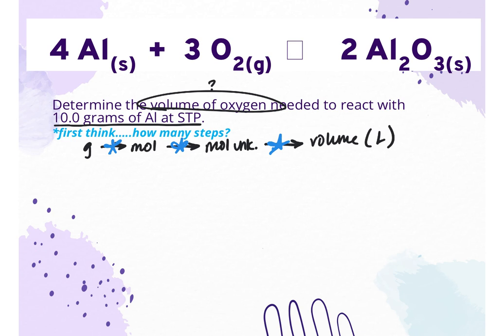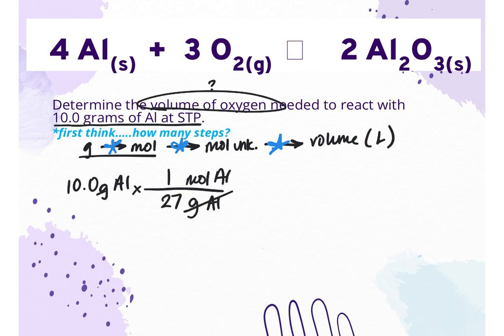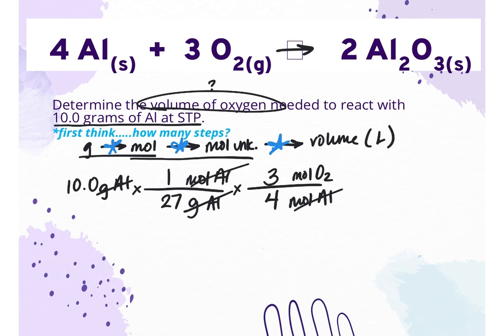Just like we saw grams to grams. So we're going to start with 10.0 grams of aluminum. My first step is converting grams to moles. If I look on the periodic table, 1 mole of aluminum is 27 grams. Grams crosses out. My next step is to convert it from moles to moles of our unknown. I know I'm starting with aluminum and I'm trying to find oxygen. So now I look at my balanced equation: 3 moles of O2, 4 moles of aluminum. Moles of aluminum crosses out.